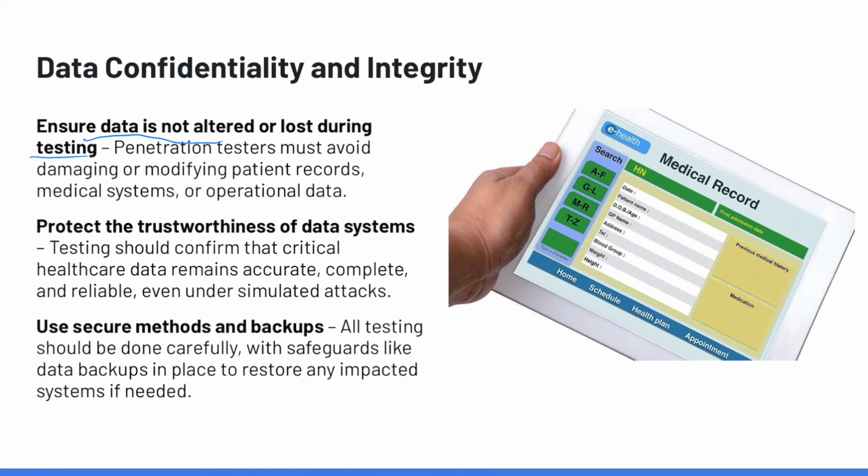Or we might set up dummy databases, we might set up dummy data systems that could be used for penetration testing. This is something that the penetration testers have to work with the IT team in order to set up. Furthermore, in order to act ethically, this testing team would need to make sure that the systems are in place and make sure that they're acting in a way that ensures that healthcare data remains accurate, so it's not being altered, is complete and reliable, so it can be readily accessible, and it's not really being changed in any way, even when there's a simulated attack.